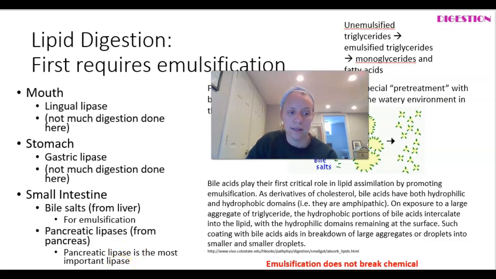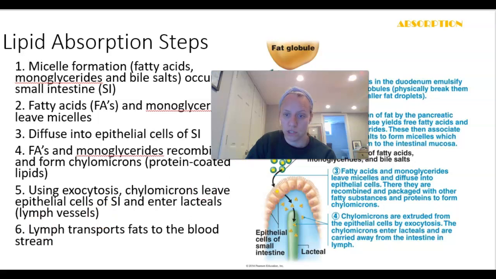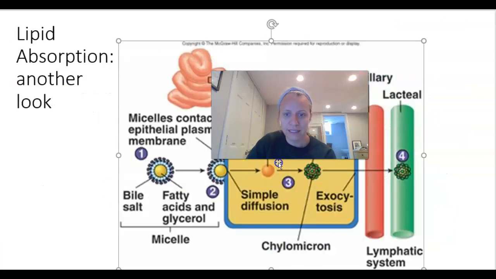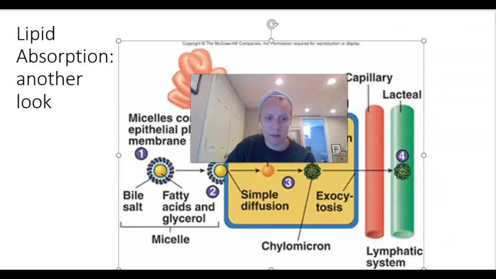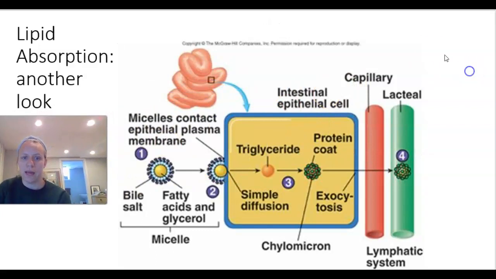Now here's where it gets a little bit weird. It's the lipid absorption. Lipid absorption is super different than what we see for carbohydrate and protein absorption. I'm actually going to skip a slide and then I'm going to come back to this one, because this one's a little bit more simple. So let me move over here. Okay, so it says lipid absorption.